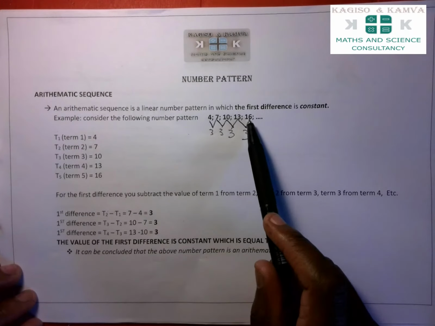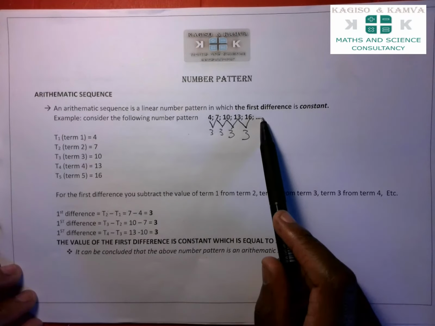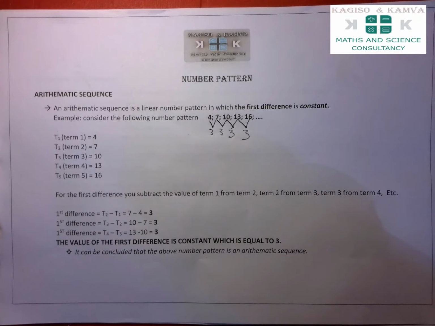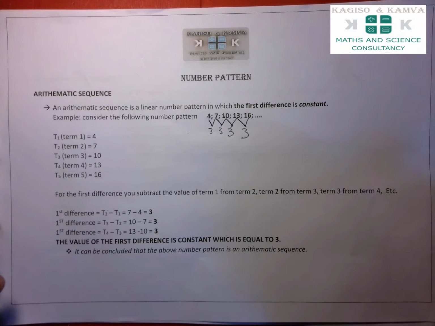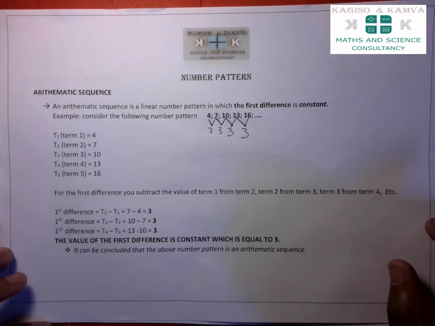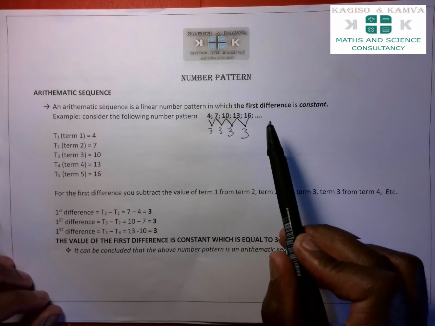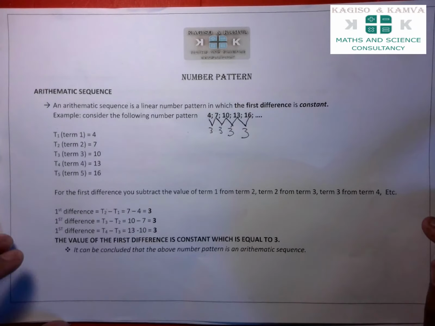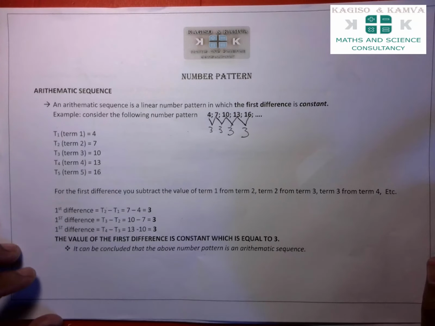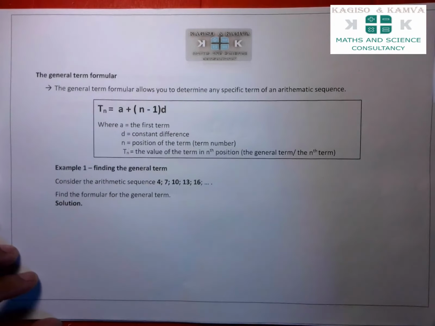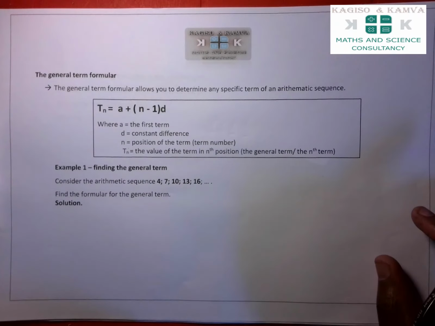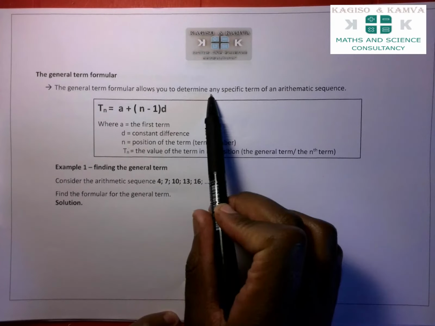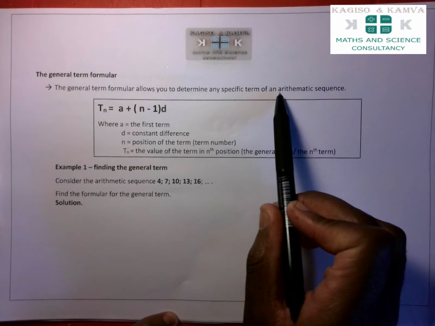So what if they say we need to find maybe the 25th term or the 30th term? We can say plus 3, plus 3, plus 3, plus 3, but that will take us a lot of time. So we use the general term formula to determine any specific term of an arithmetic sequence.